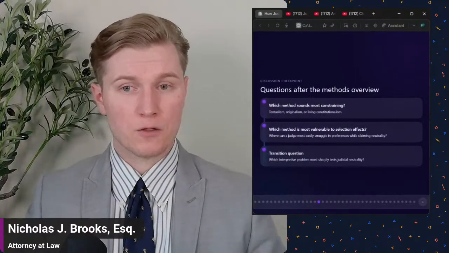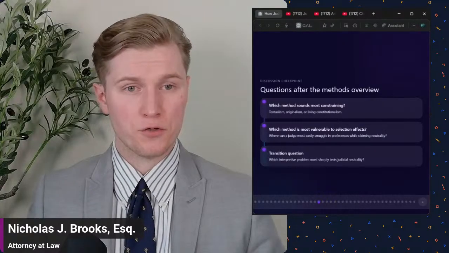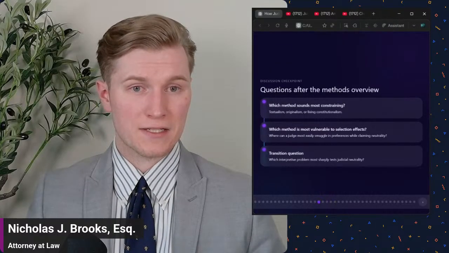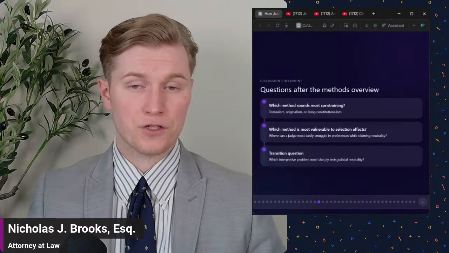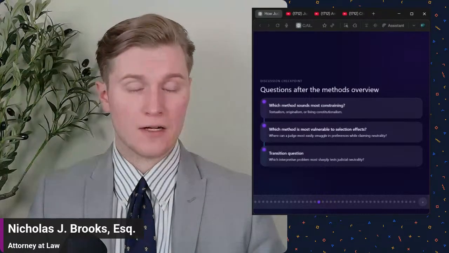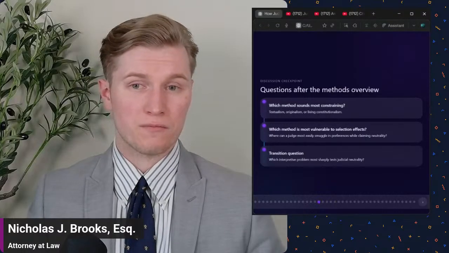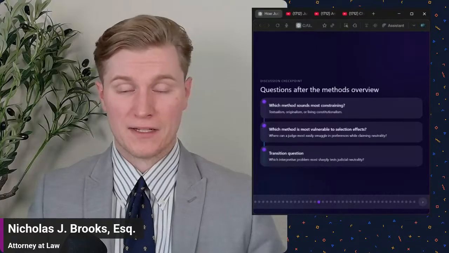So, questions after the methods overview. Which method sounds most constraining? Textualism, originalism, or living constitutionalism? As I've kind of mentioned, I think it's a difficult task to say. I think, quite frankly, living constitutionalism is not very constraining, but that's a danger. And then the combined textualism and originalism, with inherent conflict, being able to use originalism to violate the text, that's also conflicting and can lack constraint as well. So I think both could be lacking constraint.